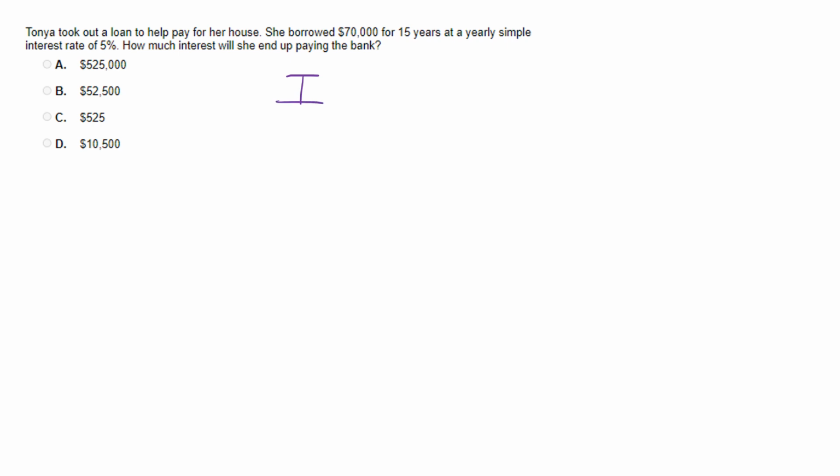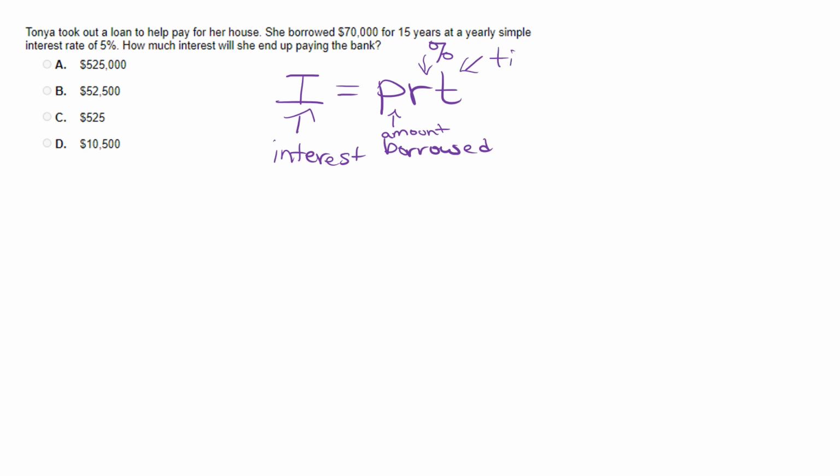So I know that my interest formula is I equals PRT. So the I is your interest. The P is the principal or the amount borrowed. The R is your percent or your rate. And T is your time in years.